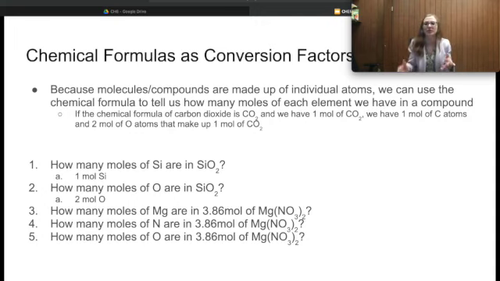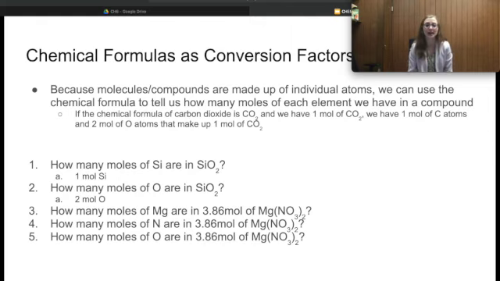Pretty straightforward when we're dealing with 1 mole. It kind of has to do with the subscripts because the subscripts are telling us how many of each kind of atom make up that molecule. So if I have 1 mole of that molecule, I've got a certain number of atoms beneath that. However, there may be instances where we don't just have 1 round mole of our compound.